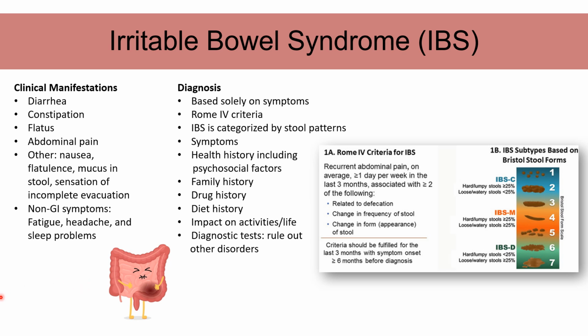So manifestations include diarrhea or constipation. Okay, so it's kind of just GI in general. So diarrhea, constipation, flatus, abdominal pain. You could experience nausea, mucus in the stool, sensation of incomplete evacuation, meaning that you had a bowel movement, but you think there's still more, but nothing comes out.